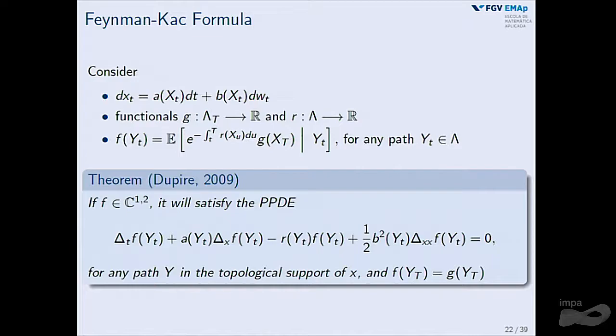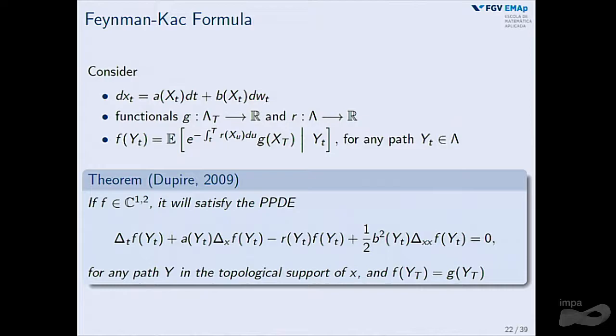If this function is smooth in this sense, and there are other papers showing how you can guarantee this functional to be smooth, it will satisfy the PPDE, the path-dependent PDE, or the functional PDE, which is exactly the same in terms of symbols as the usual PDE from Feynman-Kac. So you have the drift, you have the volatility, you have the discounting, you have the time derivative. The different thing here is that the path y needs to be in the topological support of the process X. In the usual setting, you still have this, but since you're talking about random variables, it's much easier to discuss the topological support of a random variable. It's either an interval or the whole real line, and it's much simpler to find the PDE in a nice domain.